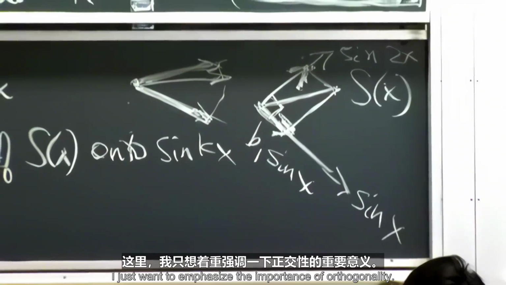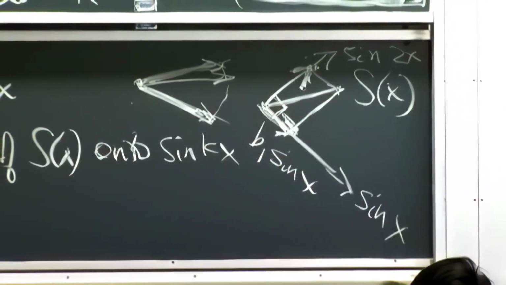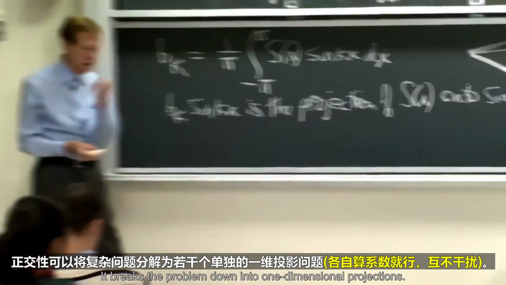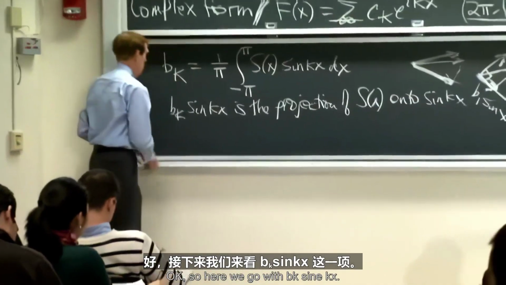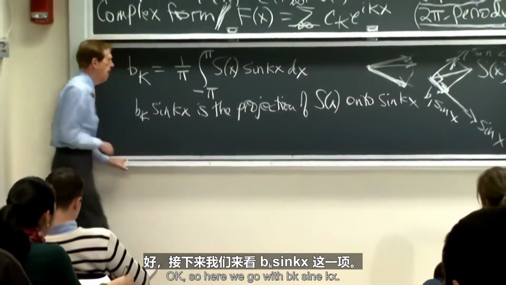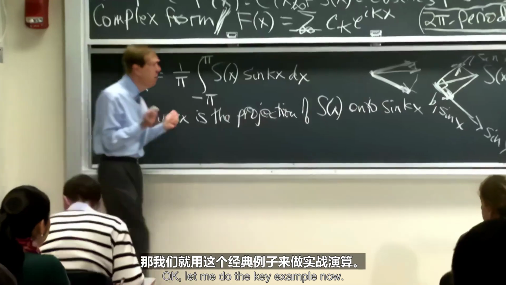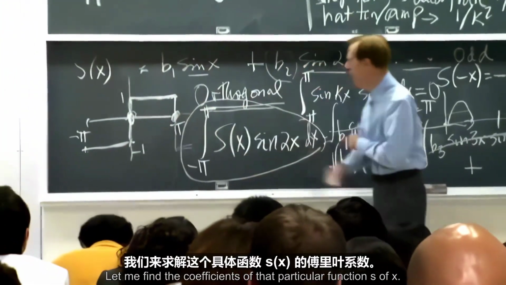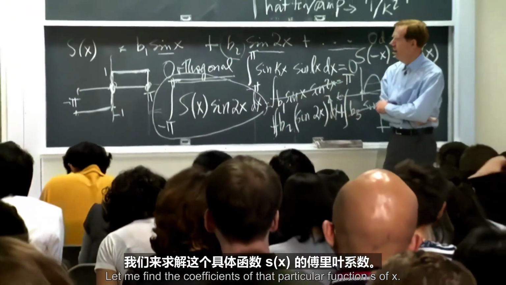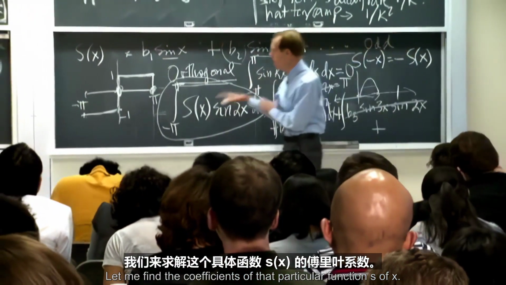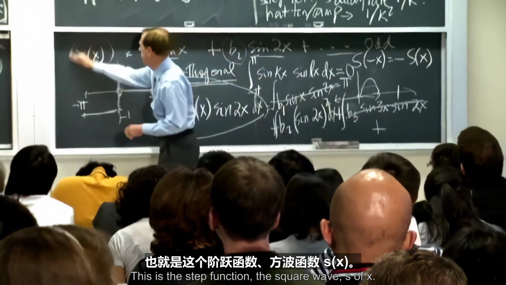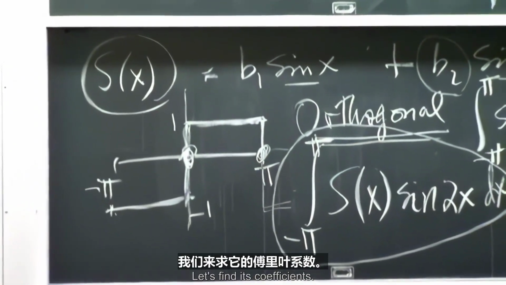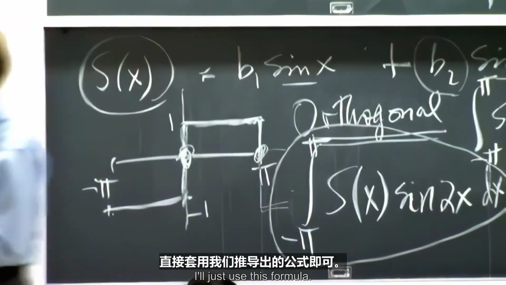I just want to emphasize the importance of orthogonality. It breaks the problem down into one-dimensional projections. Okay, so here we go with bk sine kx. Let me do the key example now. Let me find the coefficients of that particular function s of x. This is the step function, the square wave s of x. Let's find its coefficients. I'll just use this formula.